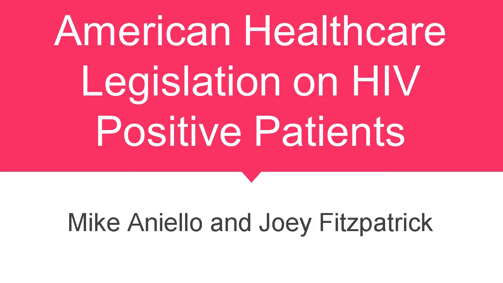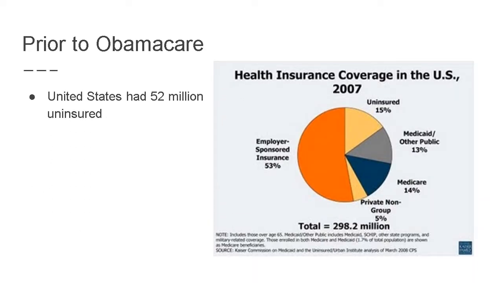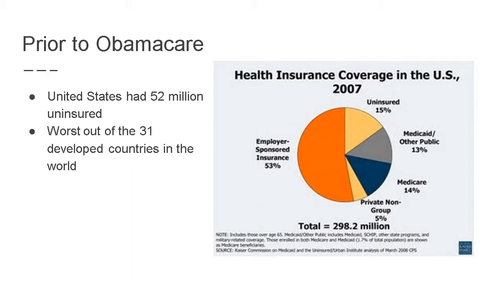Today, we're going to gain an understanding of the effects of American healthcare legislation on HIV positive patients. Prior to Obamacare, the United States had 52 million people uninsured, and this was the worst out of the 31 most developed countries in the world. And Obamacare was seen as sort of a necessary compromise.